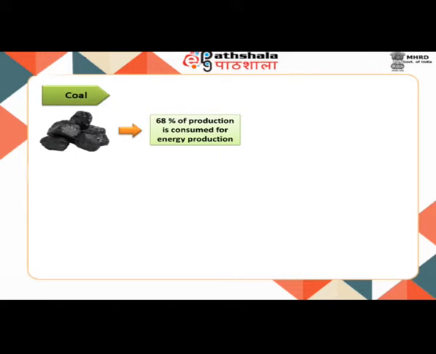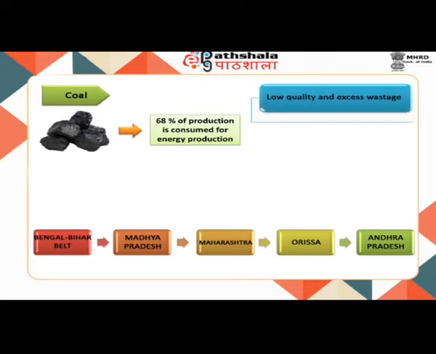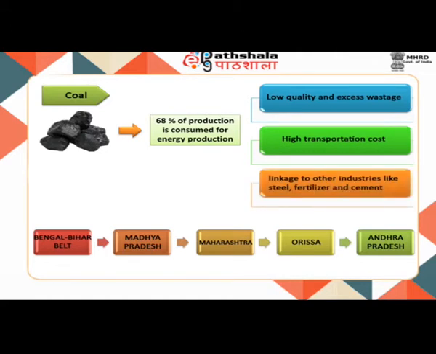With over 180 billion tons of reserves, the major production occurs in Bengal-Bihar belt, followed by Madhya Pradesh, Maharashtra, Orissa, and Andhra Pradesh. Coal faces a critical policy analysis due to failure of mine allocation. Other issues include low quality and excess wastage, high transportation cost, and linkage to other industries like steel, fertilizer, and cement, making it all the more important.